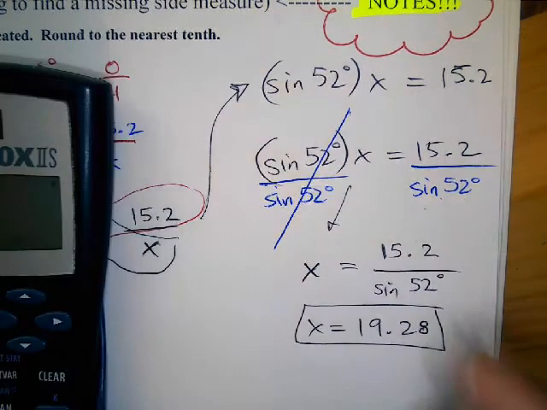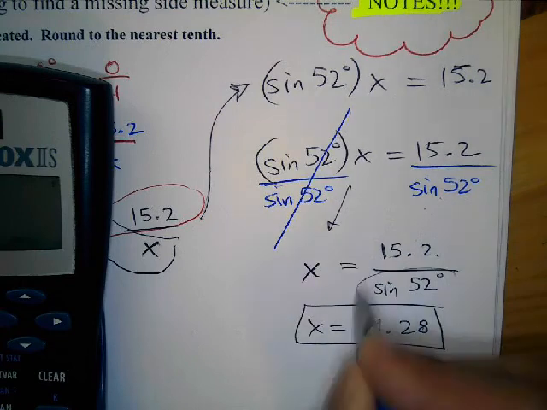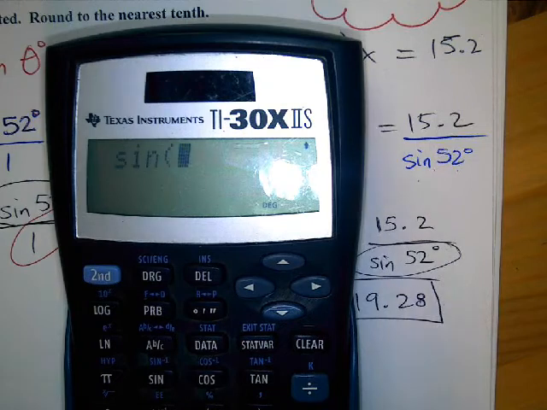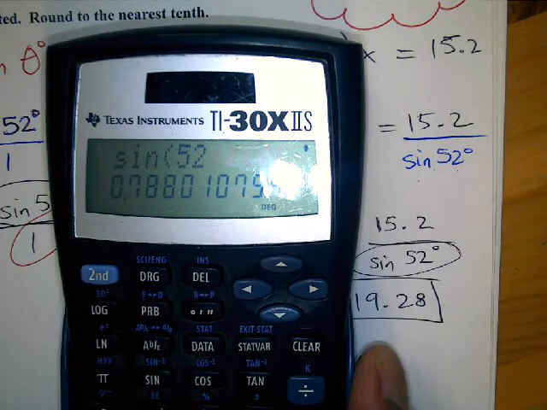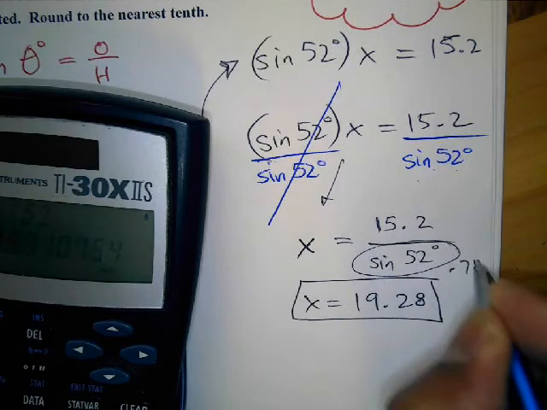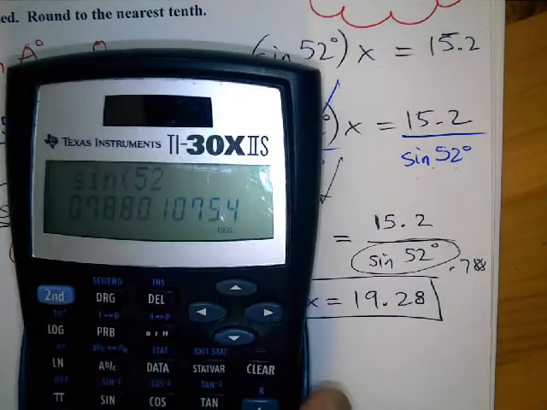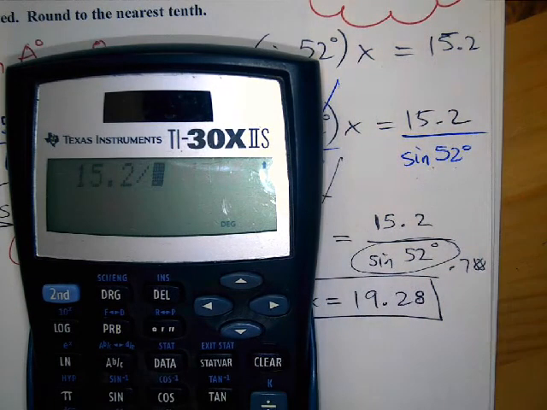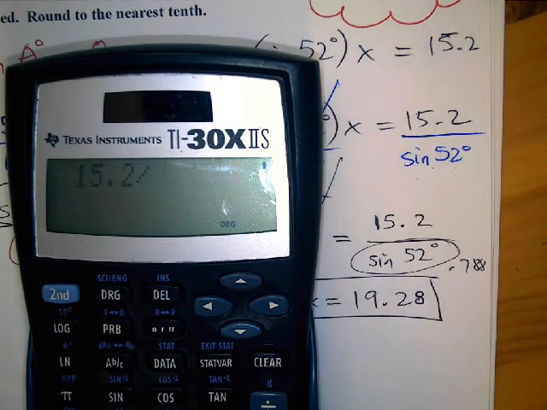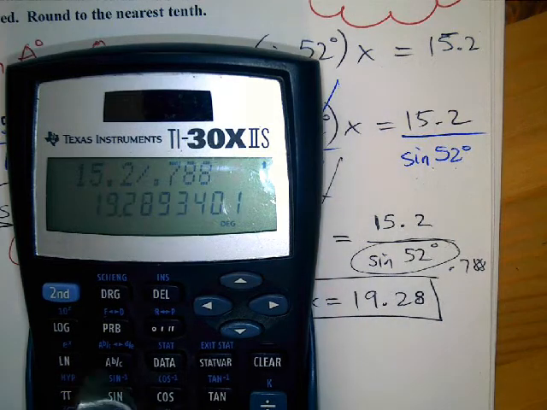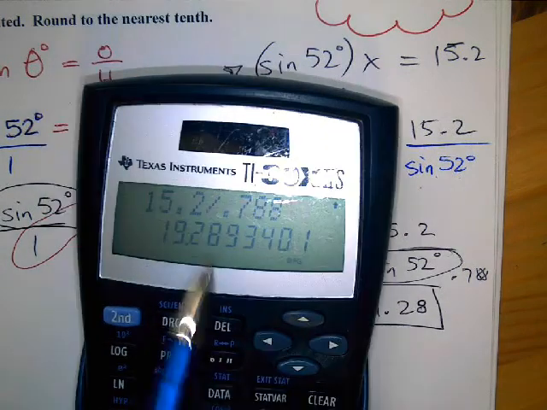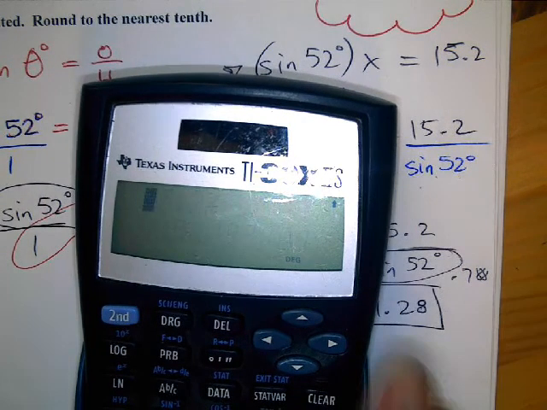Again, the other way would be to keep the 15.2 and then get the value of this. Just get this decimal value for sine of 52. So that would be sine of 52 is equal to 0.788. Another way to do it would be 15.2, the numerator, divided by, and now I just use that 0.788, equals. See, I'm getting the same 19.28 answer. It's good.